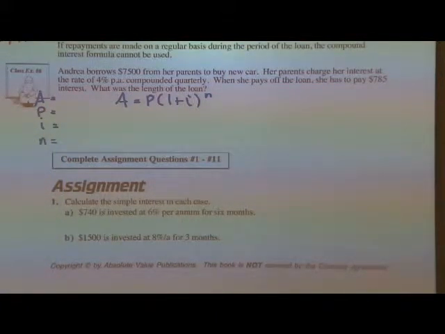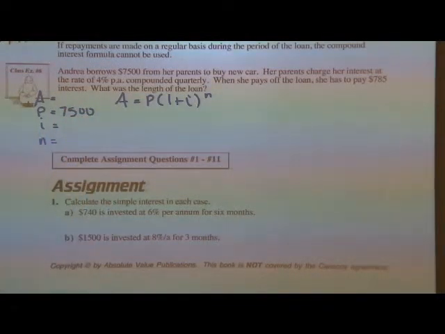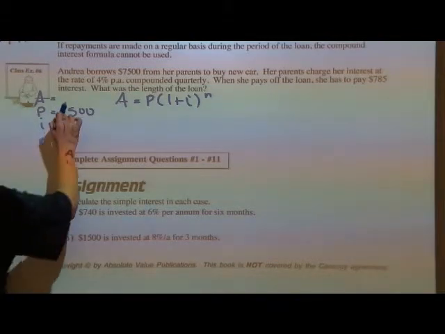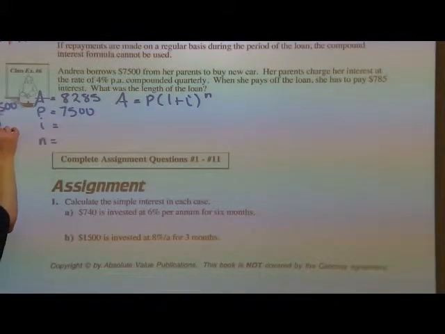what variables do I have amounts for? So what's one amount that you can tell me? 7,500 is your A, is it? Is 7,500 A or P? Why P? It's the amount that you started with. The amount that I started with, okay? And so then what do I end off with? 8,285. And how did you get that amount? 7,500 plus the 785 interest.